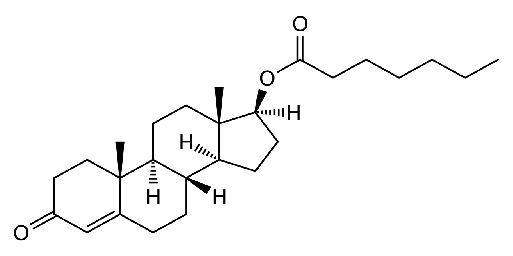Side effects. Side effects of testosterone enanthate include virilization among others. Pharmacology. Pharmacodynamics. Testosterone enanthate is a prodrug of testosterone and is an androgen and anabolic androgenic steroid, AAS. That is, it is an agonist of the androgen receptor, AR.